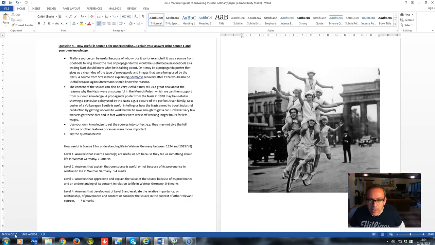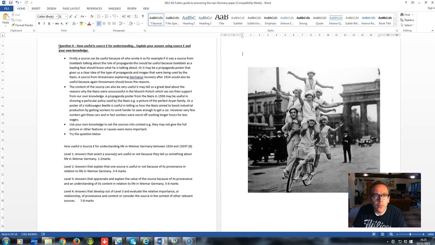Hello. Obviously, the purpose of this revision is to tell you how to do a usefulness question on the Nazi Germany paper. So I'm just going to take you through various tips and ideas, and then we're going to have a look at somebody's answer to the question that's set below, which is: how useful is source E for understanding life in Weimar Germany between 1924 and 1929? So, a pretty standard question. You're going to get one on your exam paper.